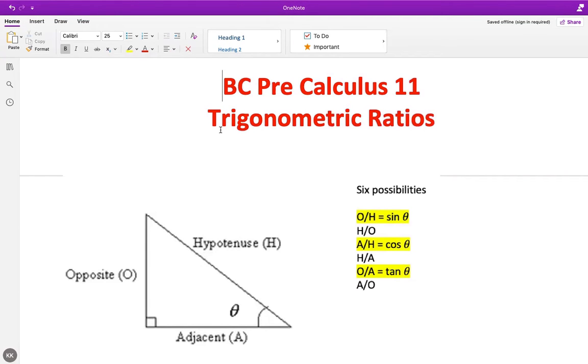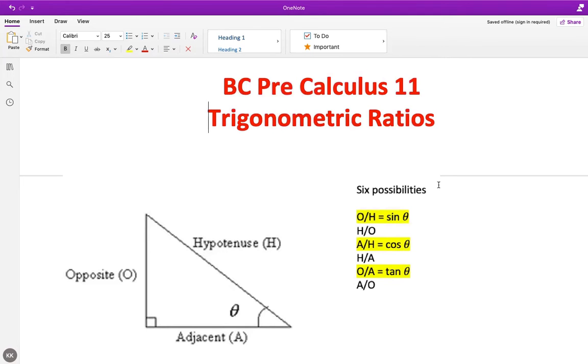For this video, we're going to discuss basic Pre-Calculus 11: the trig ratios. You learned about trig ratios in previous math classes, so in this video we're going to review what you have learned. When we talk about trig ratios, we mean ratios in a right triangle. This is a right triangle, and we are taking the ratio of any two sides.